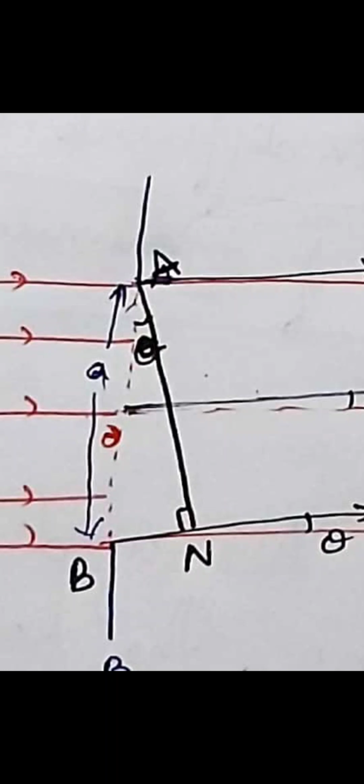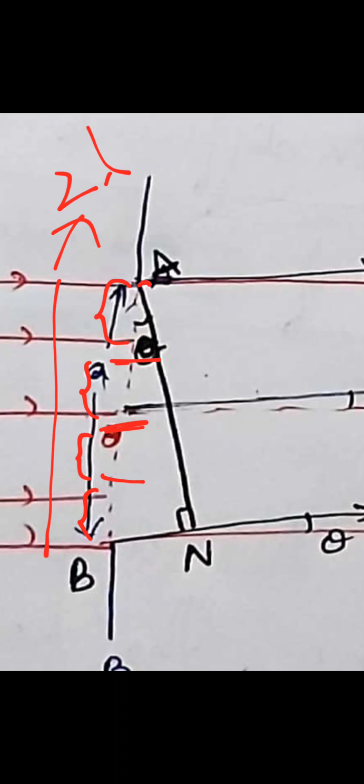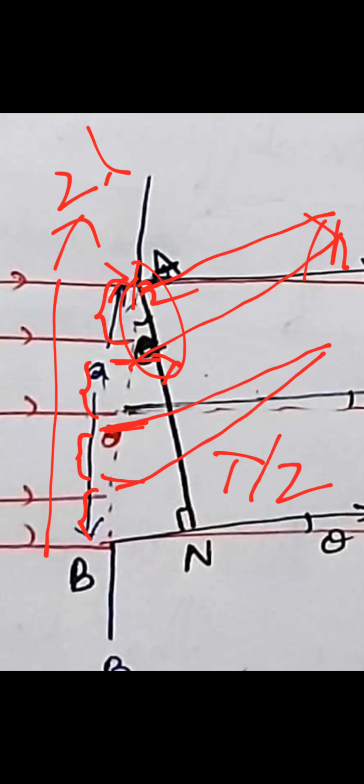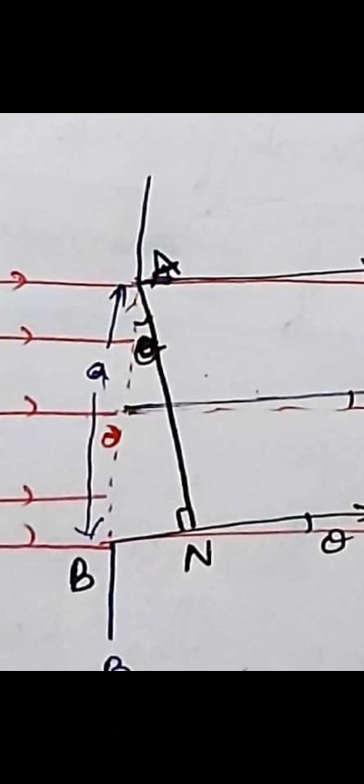Now suppose the path difference is equal to 2 lambda. Then I divide my slit into 4 parts: first part, second part, third part and fourth part. So the total path difference is 2 lambda, and the path difference between the waves coming from the first two slits will be lambda by 2, and between these two rays will be lambda by 2. And the rays coming from the third slit and fourth slit will also have a path difference of lambda by 2. A path difference of lambda by 2 means a phase difference of pi. Phase difference of pi means destructive interference. So this is the explanation given.